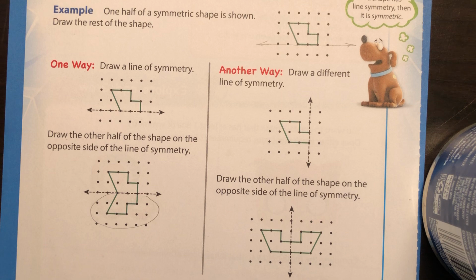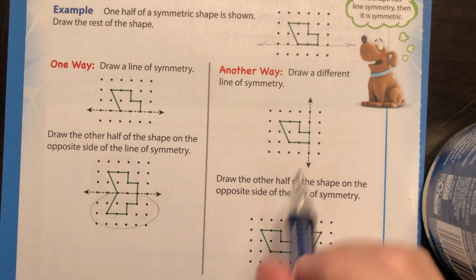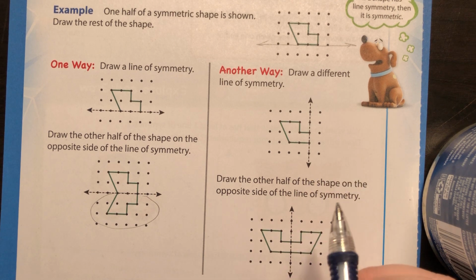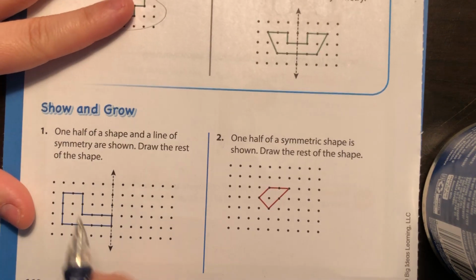The other thing, another way, draw a different line of symmetry. In other words, they did it along this side and drew it on this side. But we're gonna see kind of how it works once we start working on some of them.